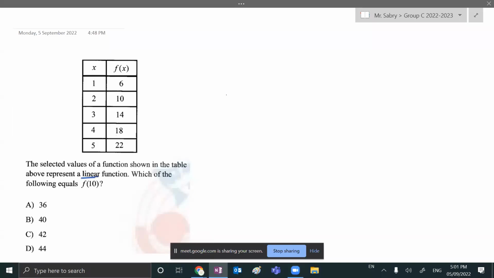So, because it's linear, I'm thinking of slope as you just thought about it. Let's use 10 minus 6 over 2 minus 1, and I'll get a slope of 4. Now, you have a slope of 4, and you can easily get the equation. It's not the fastest, but it's the easiest.